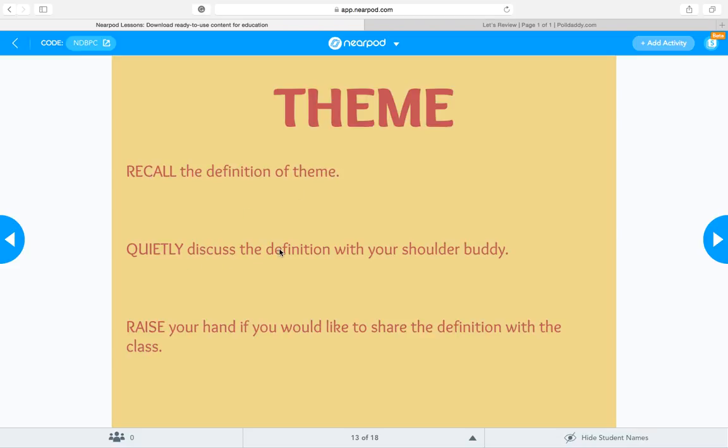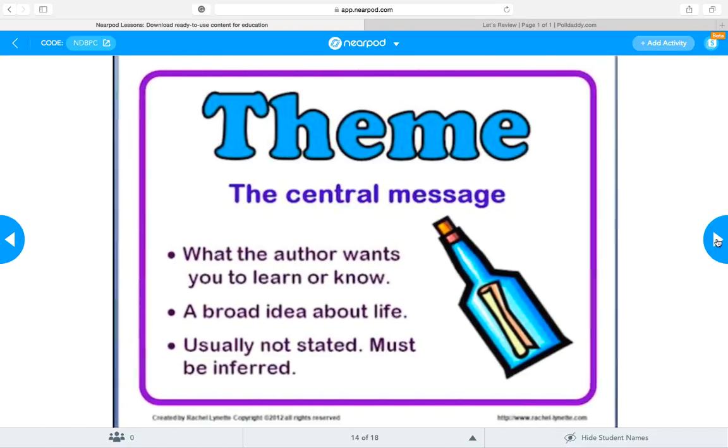Quietly discuss the definition of theme with your shoulder buddy. A shoulder buddy is a term they would be familiar with that just means the person sitting next to them. And then it says raise your hand if you would like to share the definition with the class. So I would probably give them a couple of minutes to talk to a shoulder buddy and reflect on what we have learned thus far about what theme is, and then they'd be able to raise their hand and share with the class what they've come up with.